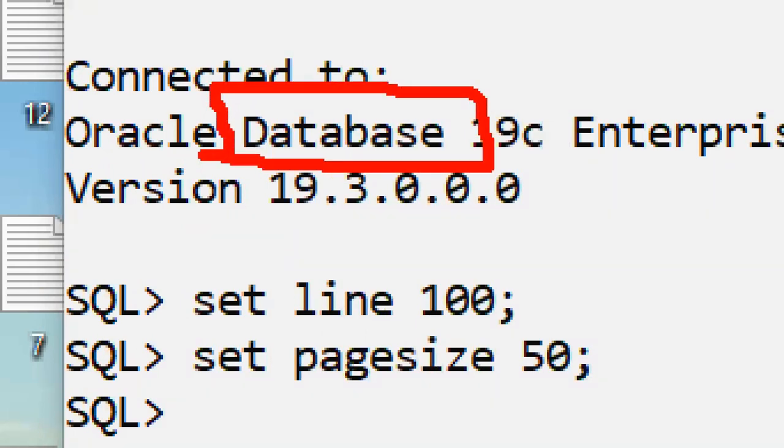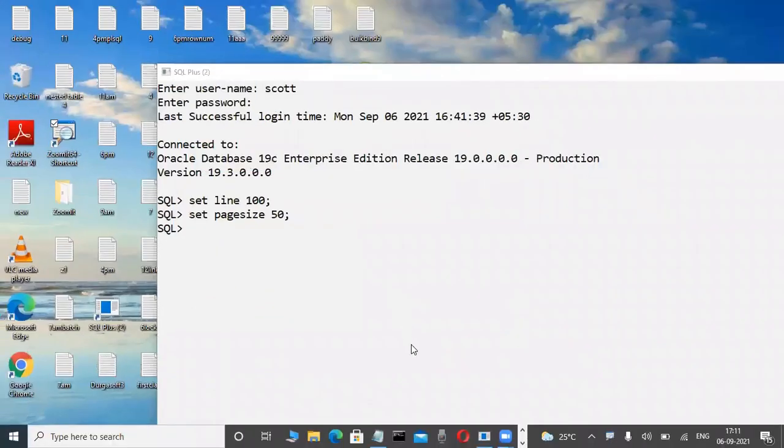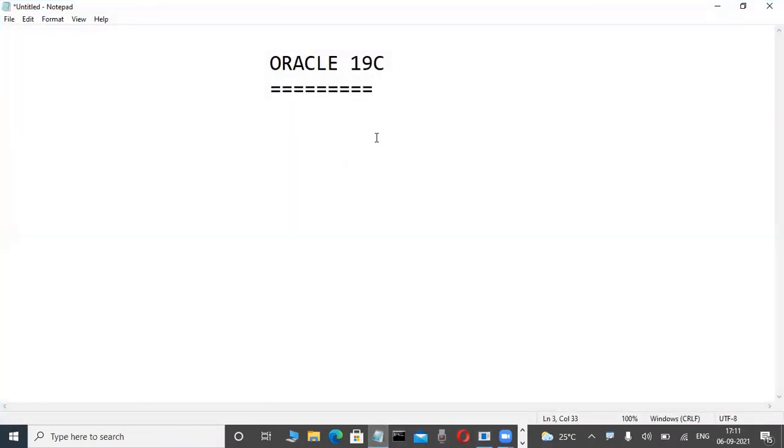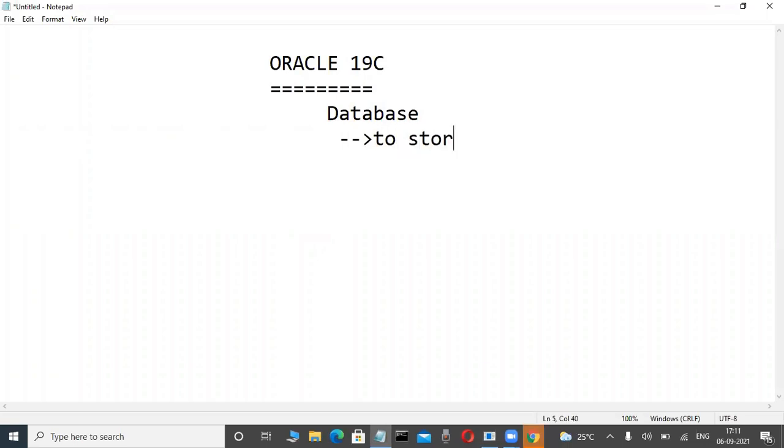Oracle, SQL Server, DB2, Sybase, Informix, Postgres, Ingres, SQLite, these are called database softwares. These are relational databases. What is the main purpose of these database softwares? To store data permanently in the hard disk, the secondary storage devices.